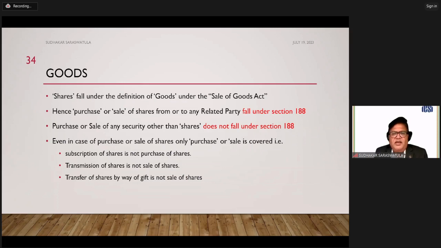That's why when issuance of shares is not a related party transaction, 188 approval is not required. But once there is an issue of shares to a related party, certainly 177 approval is required. So subscription of shares is not purchase of shares. Transmission of shares is not sale of shares. Transfer of shares by way of gift is not sale of shares. So for subscription of shares, transmission of shares, transfer of shares, 188 compliances are not required.